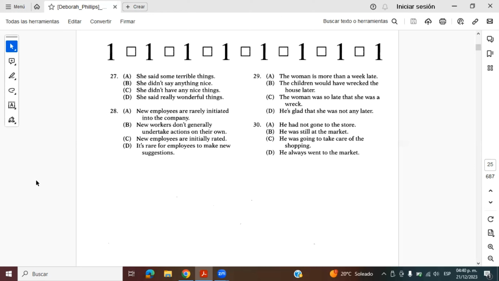Number 30. I just got back from the market. So you did do the shopping. What had the woman assumed about the man? This is the end of Part A. Go on to the next page.